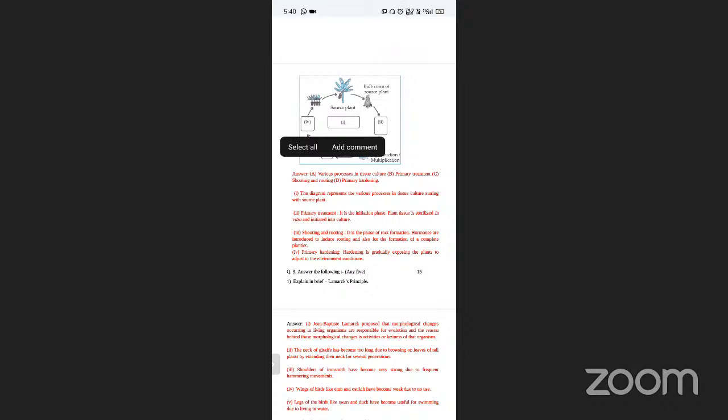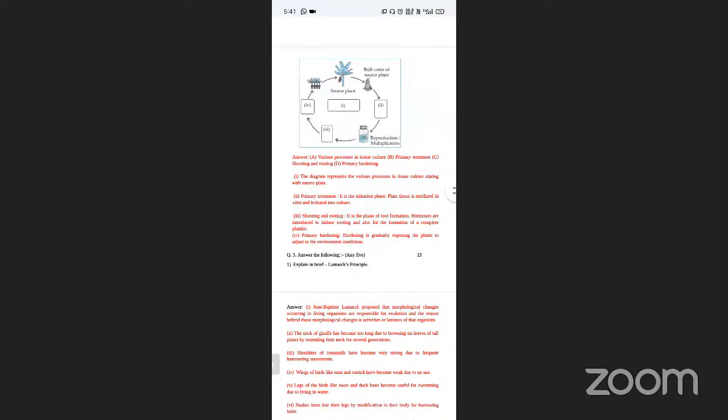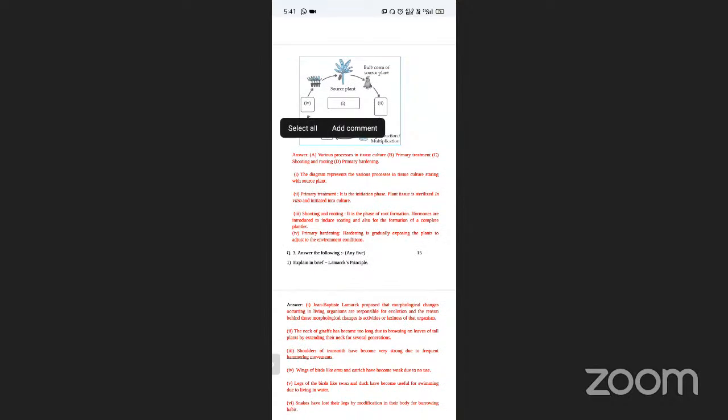So these are the steps in the tissue culture, right? I have given them the names A, B, C, and D for 1, 2, 3, and 4. A is showing the various processes in the tissue culture. B is the primary treatment. C is showing shooting and rooting. And D is the primary hardening. So these are the 4 stages shown over here.